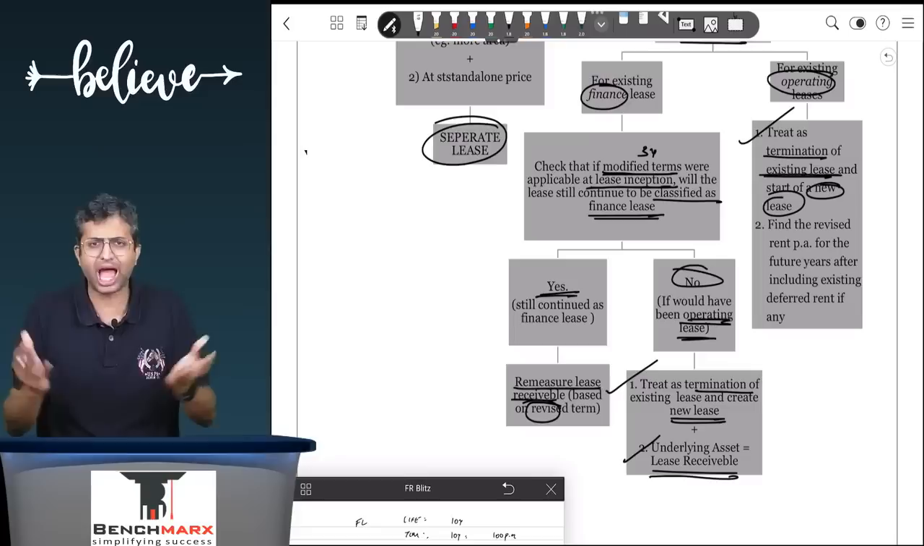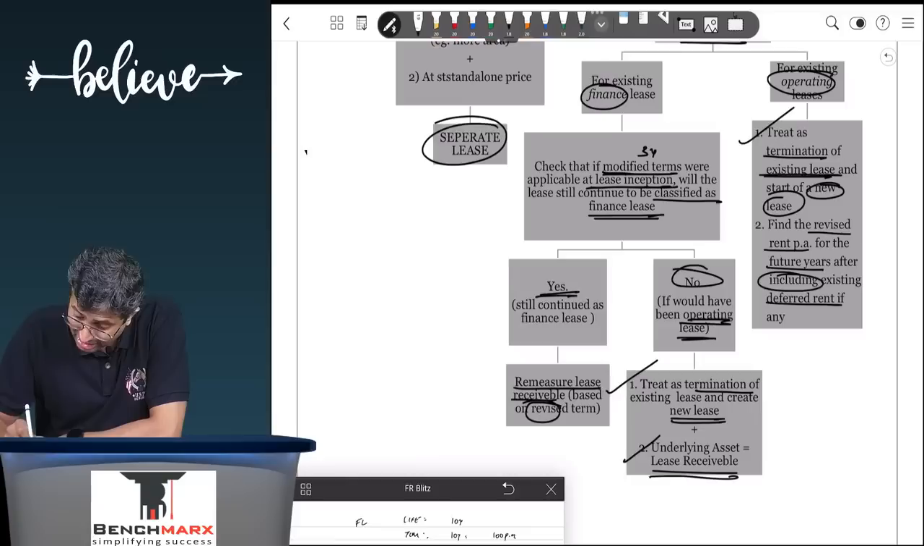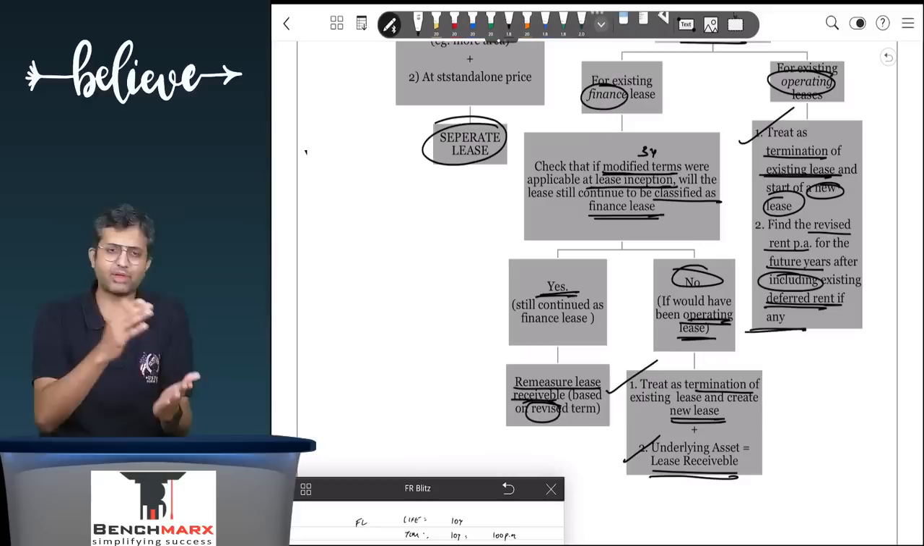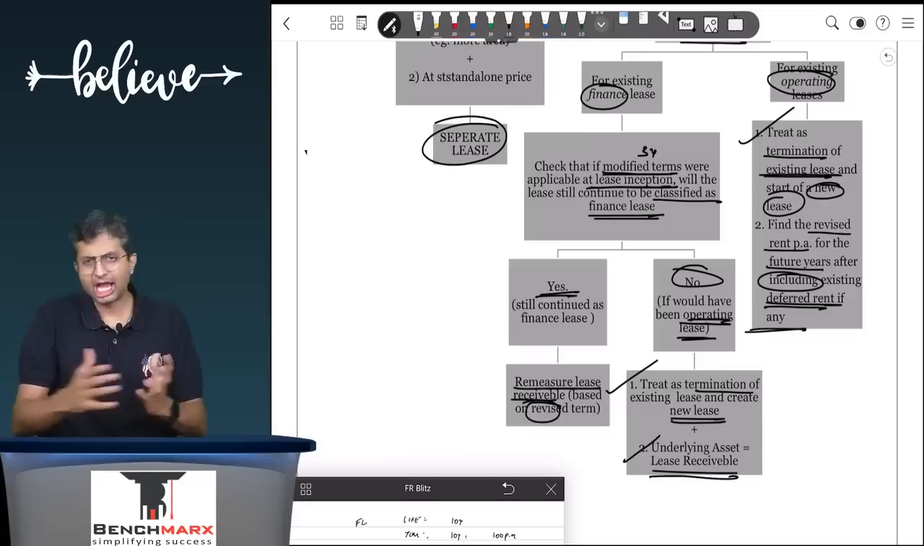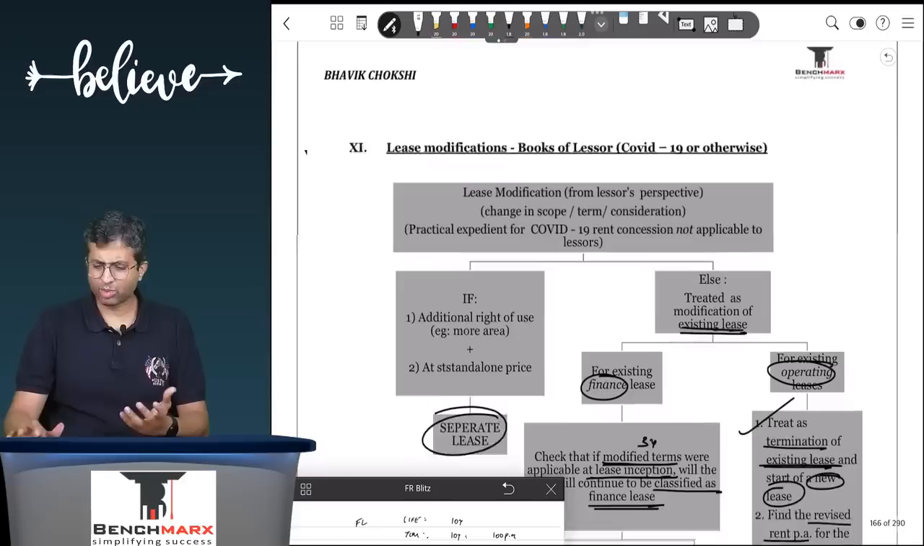Find the revised rent per annum for the future years after including existing deferred rent, if any. Like we had this example where we said our rent was 10, 20, 30, 40. After 2 years, if you do a modification, there will be a deferred rent balance of 20 rupees. The new lease will also have a debit balance of deferred rent for 20 rupees. And then you will find the revised rent per annum. Achha. So, this is modification in the books of the lessor.